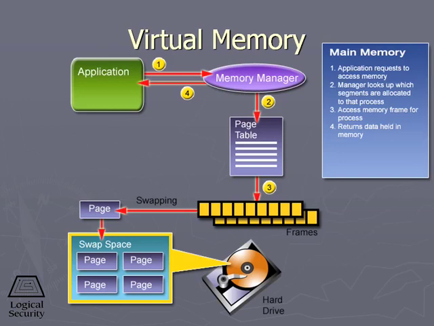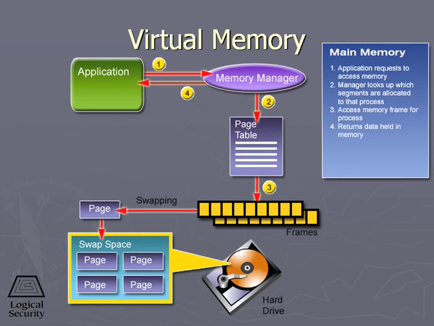And finally, we'll take a look at virtual memory. Again, virtual memory is when I don't have sufficient amounts of RAM, so I simulate more RAM by creating a large page file or swap file on a hard drive somewhere. Remember, hard drives are very, very inexpensive compared to true physical RAM, but they also are very, very slow compared to true physical RAM.